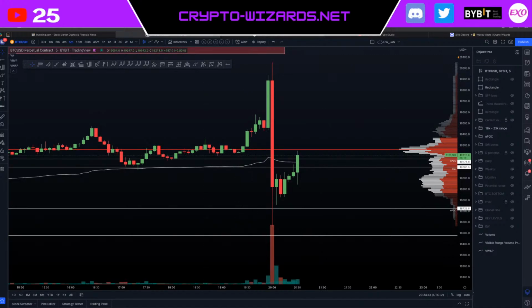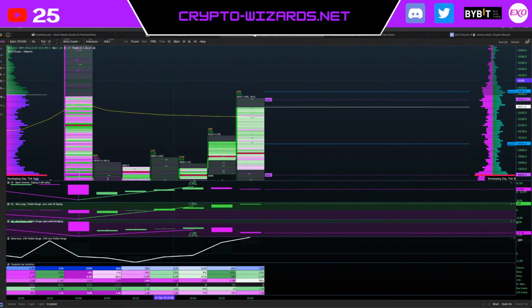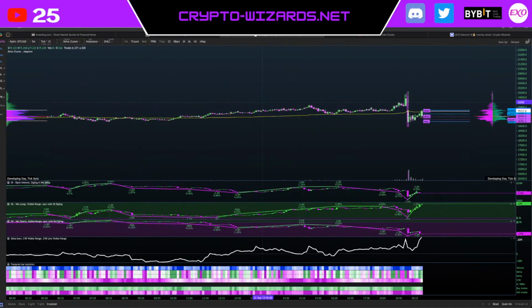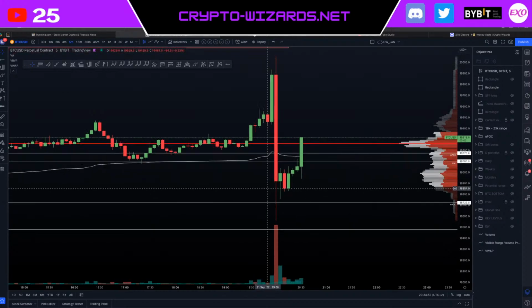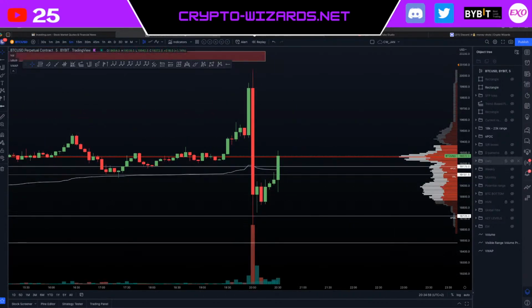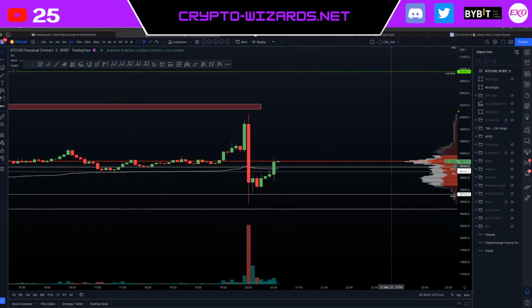Let me just have a look at the CVD, because to me it feels like they dumped it to grab the liquidity below, because from what I saw on Twitter today, a lot of people felt extremely bullish. So they dumped the market to stop out, liquidate the early longs. They filled the big positions. And now they're gonna reverse it and we're gonna get a move to the upside.